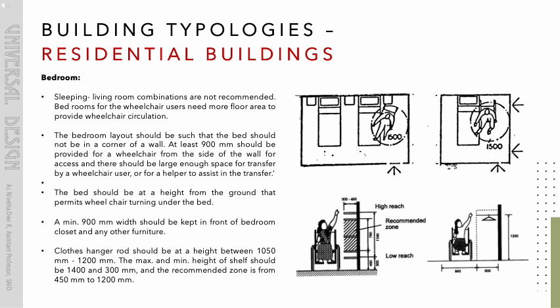A minimum 900 mm width should be kept in front of bedroom closet and any other furniture. Clothes hanger rod should be at a height between 1050 mm to 1200 mm. The max and min height of shelf should be 1400 and 300 mm, and the recommended zone is from 450 mm to 1200 mm. Bathroom.